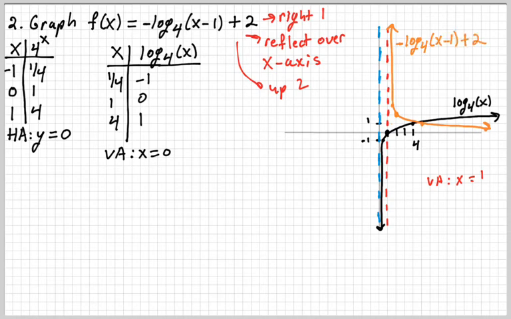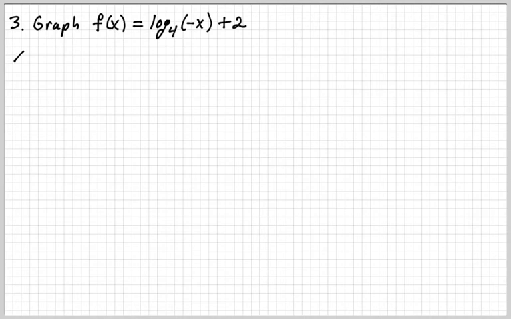And we're going to look at one more graphing logarithm. So this time we're going to graph f of x is equal to log base 4 of negative x plus 2. Again, this has the base of 4, so we're going to generate the table for 4 to the x.